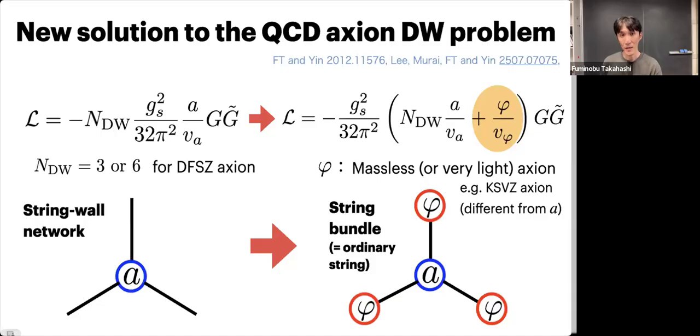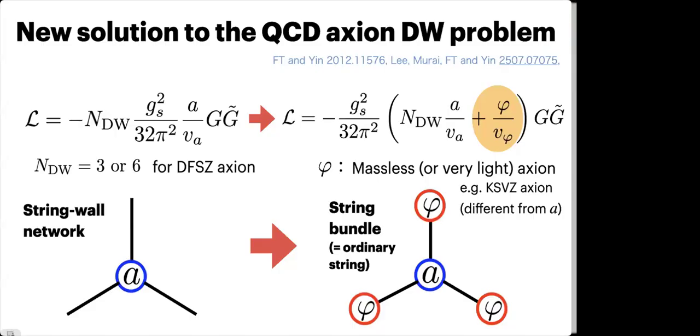Here, in order to solve the domain wall problem, we should assume the light axion is sufficiently light. Because if you introduce an additional potential for phi, additional domain walls could appear, attached to this phi string, and this revives the domain wall problem. In order to solve the domain wall problem, the mass of the light axion should be sufficiently light.